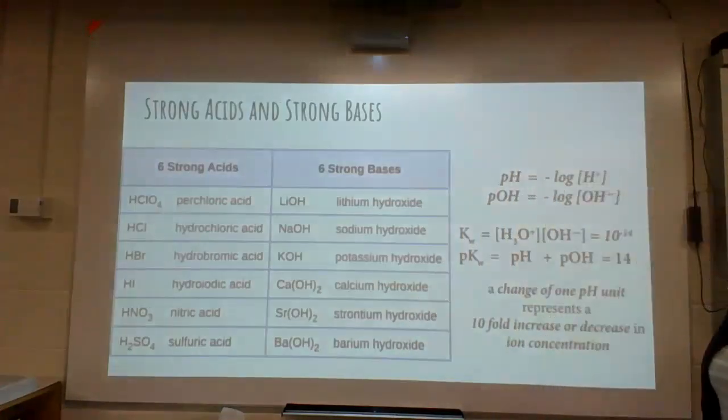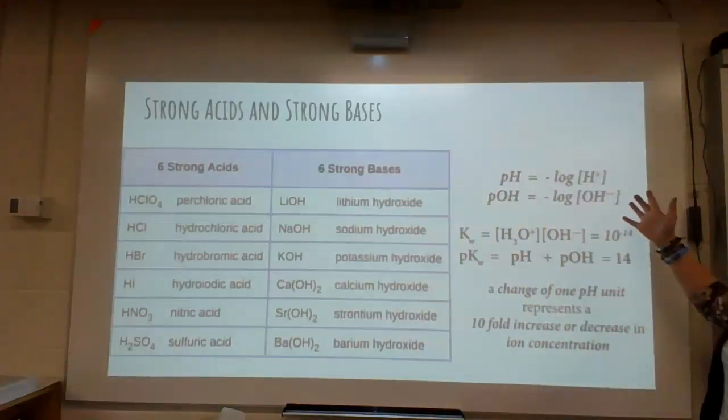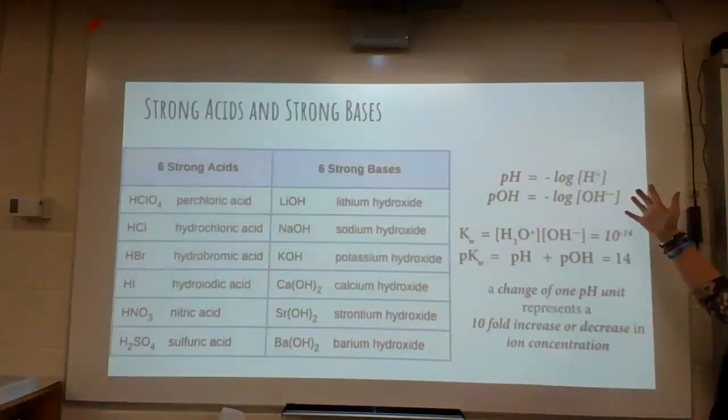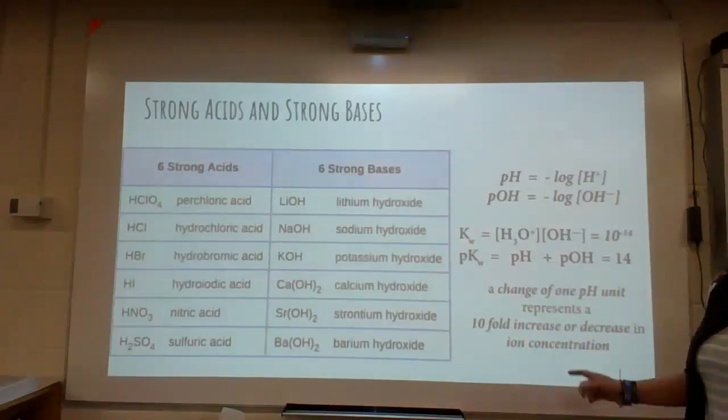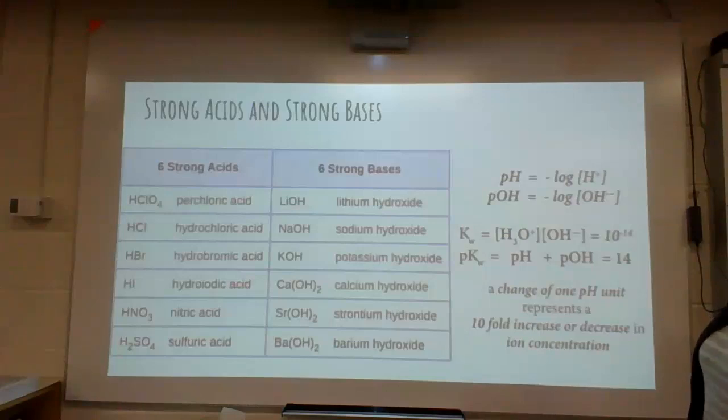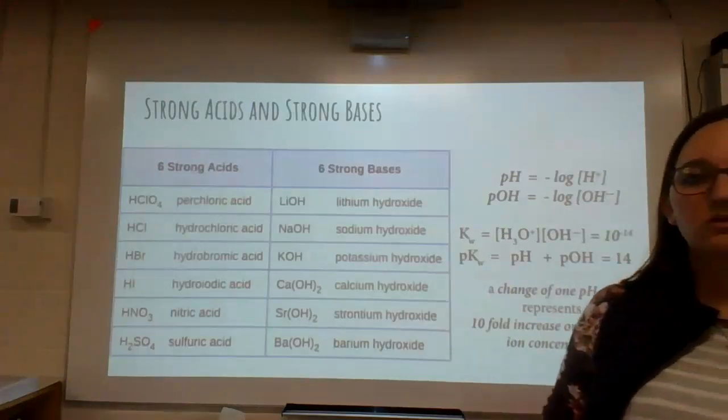Also from your green sheets, we have the relationships for pH, pOH, KW, pKW, and then this is a little note for us. A change of 1 pH unit represents a 10-fold increase or decrease in ion concentration. So this is going to lead to a little shortcut for us about how to calculate pH a little bit later.